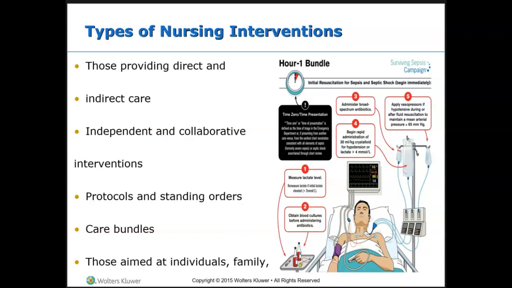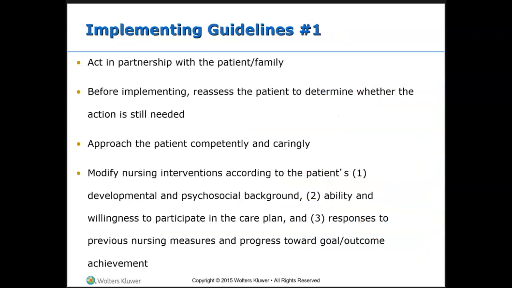Let's see. Most nursing diagnoses can have at least 4 to 5 interventions to be performed. So when you're doing your care plans, you need to have 4 to 5 interventions for your nursing diagnosis. Okay. The nurse is going to act in partnership with the patient and family, right? Let me stress that, before implementing that plan of care, right? And also we're going to reassess the patient to determine whether the action is still needed, right?